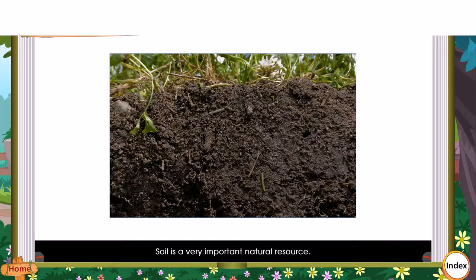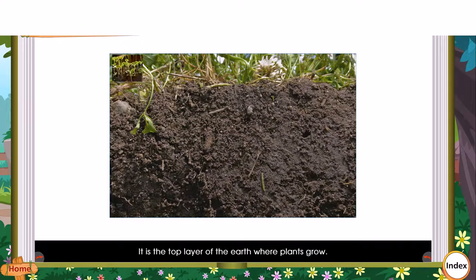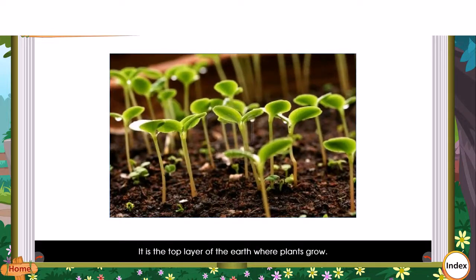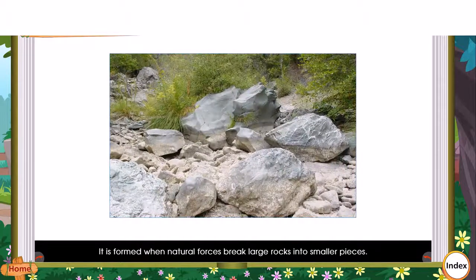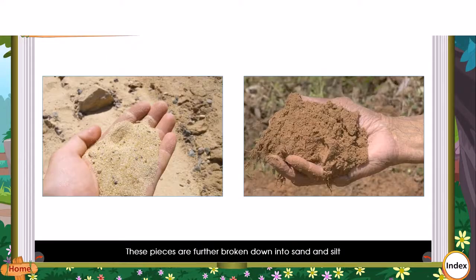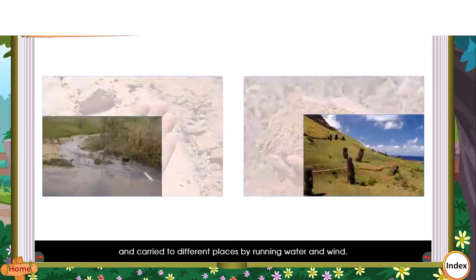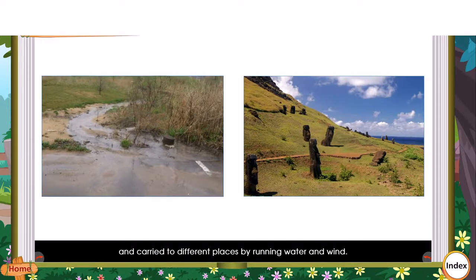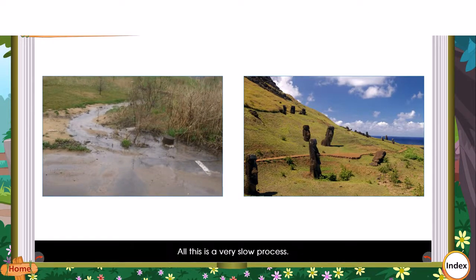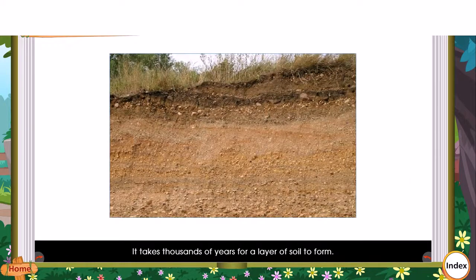Soil is a very important natural resource. It is the top layer of the earth where plants grow. It is formed when natural forces break large rocks into smaller pieces. These pieces are further broken down into sand and silt and carried to different places by running water and wind. All this is a very slow process. It takes thousands of years for a layer of soil to form.